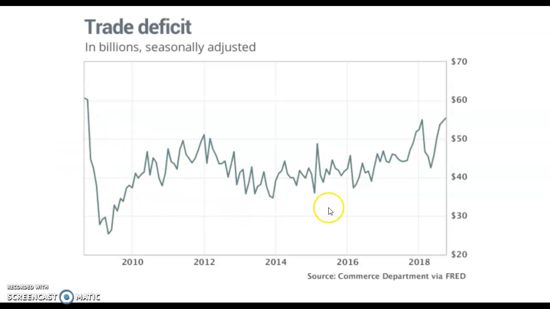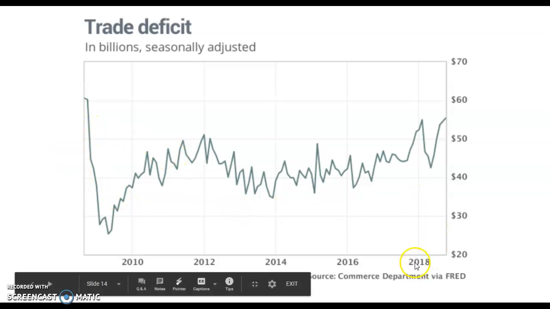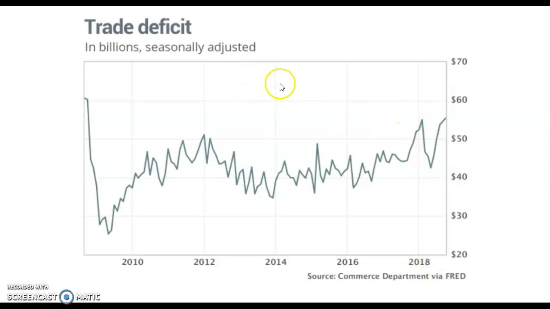Okay, so this is showing us where we stand. Obviously, it's a bit dated, 2018, but trade deficit in billions, and it's seasonally adjusted. Remember, seasons do matter. Certain seasons you might sell more of something or less. And so you can see the trade deficit has continued to tick back up after we saw a decline back in 2018.